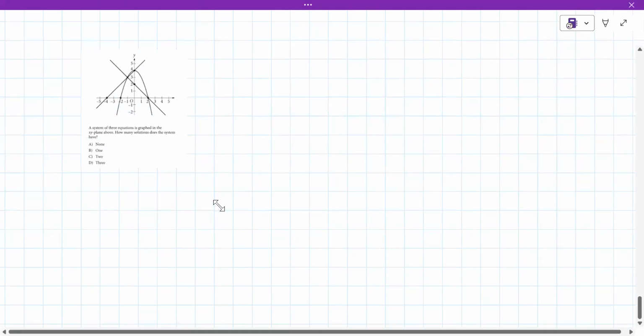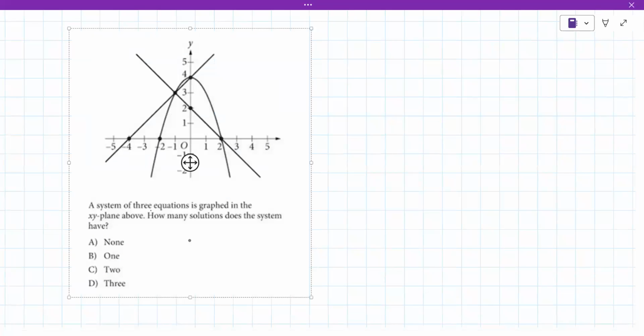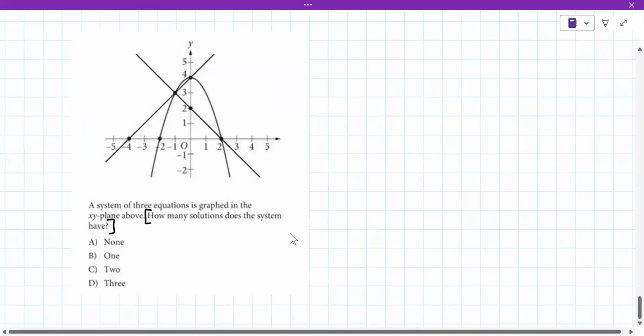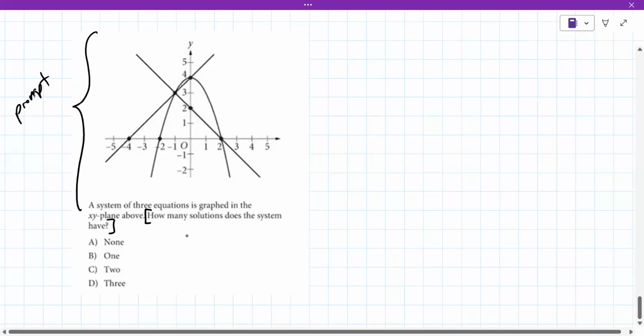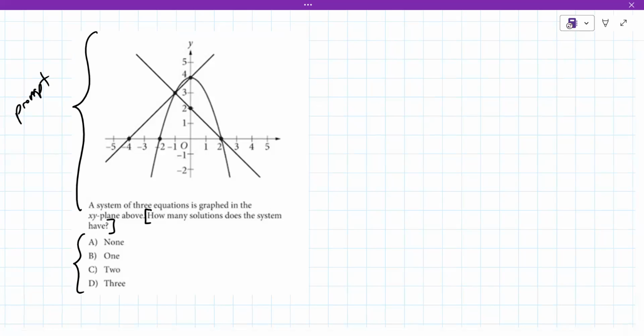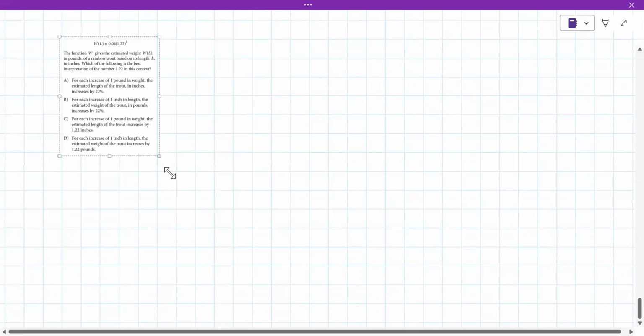So here's a new question. The call to action starts right here. It says, how many solutions does the system have? Up here is the prompt. It's the preamble, or the information that's important. And then we've got some answers down here. But you really want to start with how many solutions does the system have? Then you decide what you need to go and look for. We're going to see in some problems that if you read the call to action first, you have a much better chance of getting the problem correct.